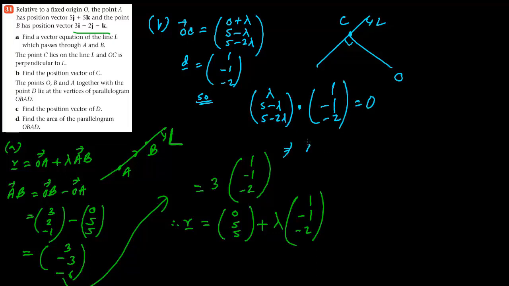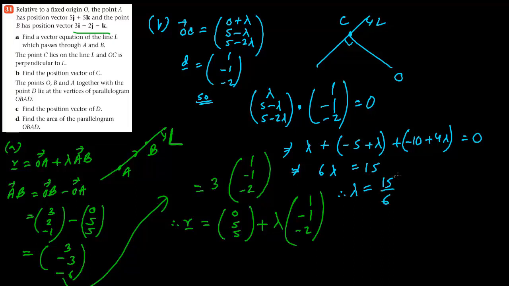Lambda times 1 is lambda, plus minus 1 times 5 is minus 5, minus 1 times minus lambda is plus lambda, plus minus 2 times 5 is minus 10, minus 2 times minus 2 lambda is plus 4 lambda, equals 0. Lambda plus lambda plus 4 lambda is 6 lambda. Minus 5 minus 10 is minus 15. If you take it to the other side, this is plus 15. Therefore, lambda equals 15 by 6. 3 fives are 15, 3 twos are 6, so it is going to be 5 by 2.